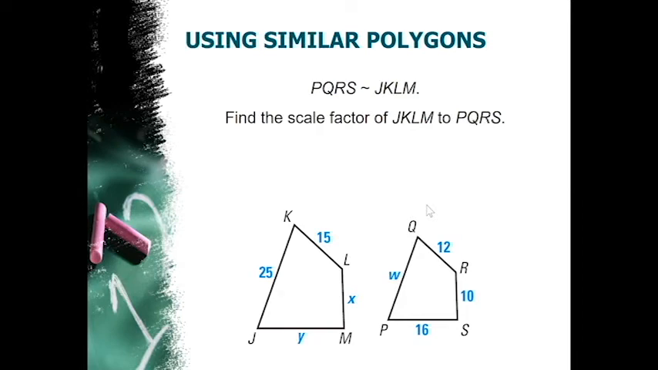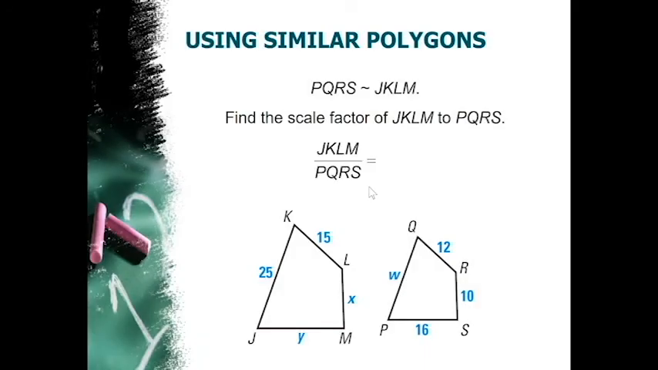Now, there is nothing wrong with putting the small value on the top and the large value on the bottom as long as you stay consistent through the problem. Or if you want to flip-flop it, put the large one on the top, the small one on the bottom. That doesn't matter either as long as you stay consistent. Here, they want the scale factor in a specific order. They want JKLM on the top, and PQRS on the bottom. So JKLM on the top, that would be 15 on the top, 12 on the bottom, reduces to 5/4.